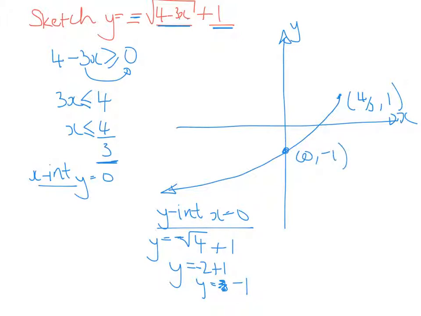So the y-intercept is 0, minus 1. Right, now the domain and range. The domain would be from negative infinity up to 4 over 3, and the range would be from negative infinity up to 1. Alrighty, well I hope that's helped. I'll see you in class if you have any more questions.